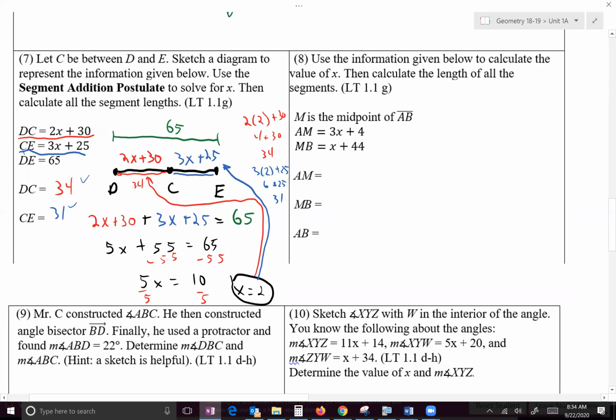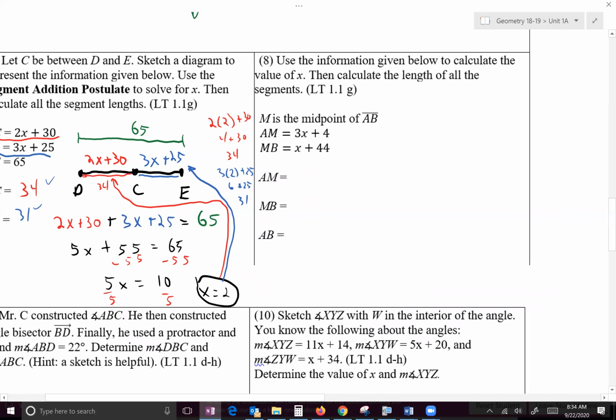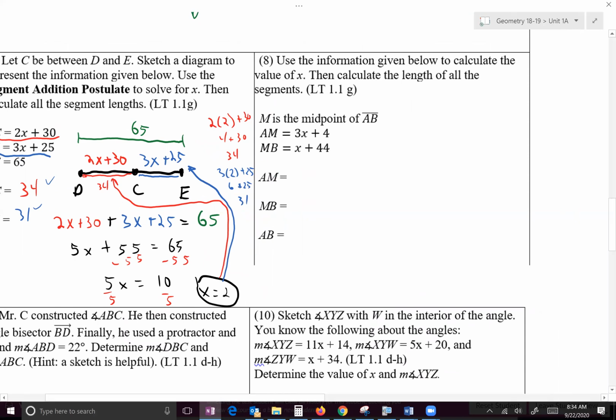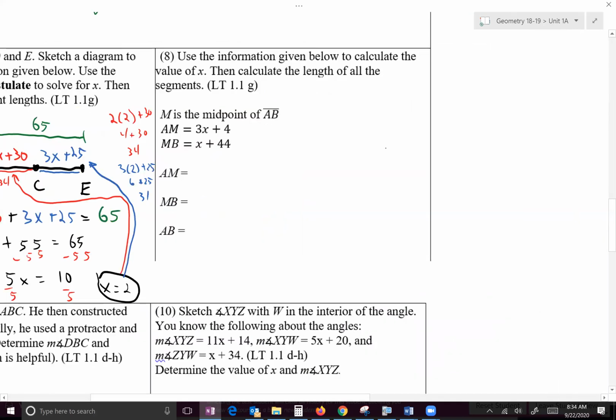All right. Number 8. Got to draw this picture here. So I've got M is the midpoint of AB. Here's AB. There's M, it's the midpoint, so those are equal.